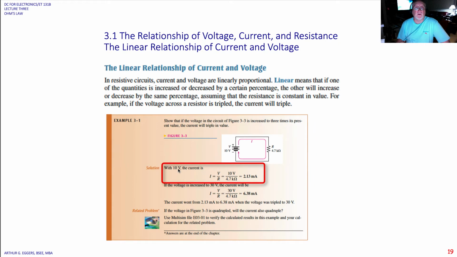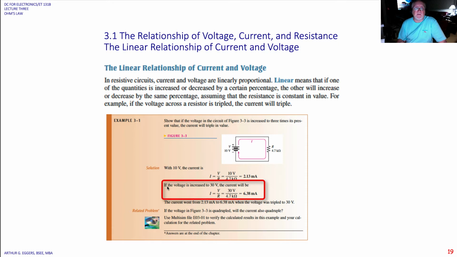With a 10 volt battery, the current can be solved for by using Ohm's law: I equals the voltage over the resistance. So 10 volts divided by 4.7 kilo ohms gives us a current of 2.3 milliamps. We only have 2.3 milliamps going through this circuit when we have a constant resistance of 4.7 kilo ohms and a constant voltage of 10 volts.